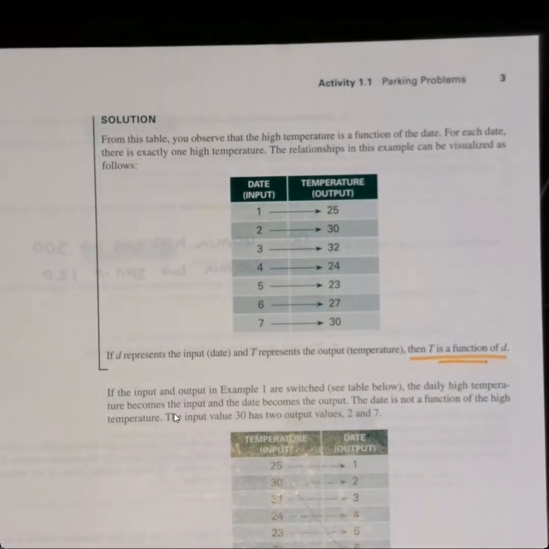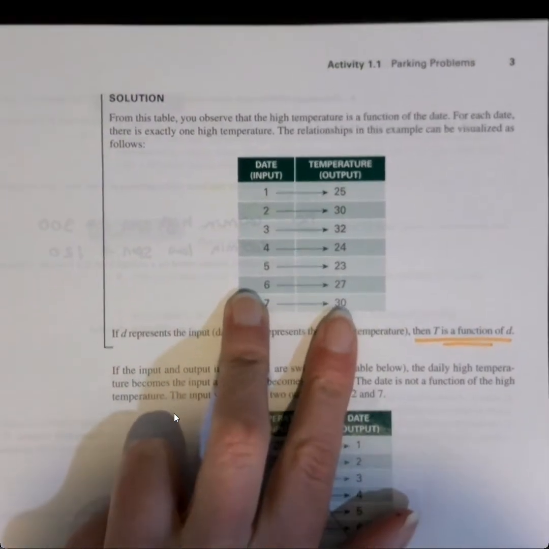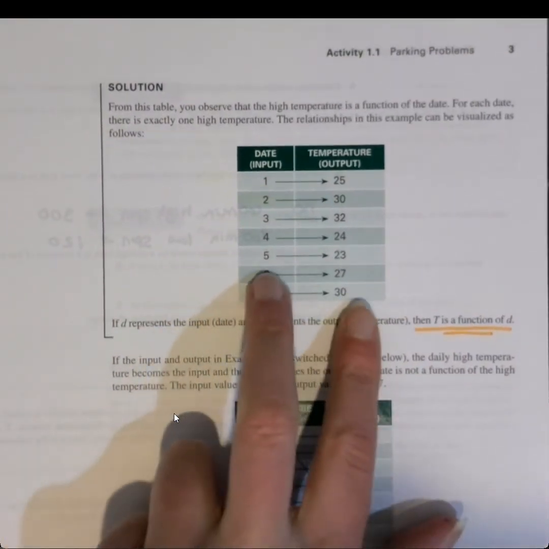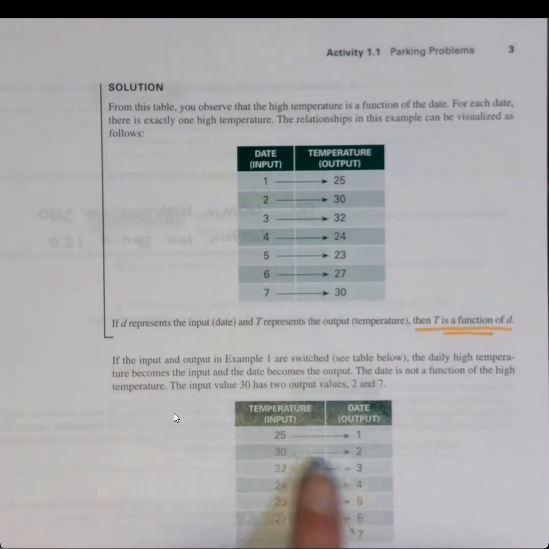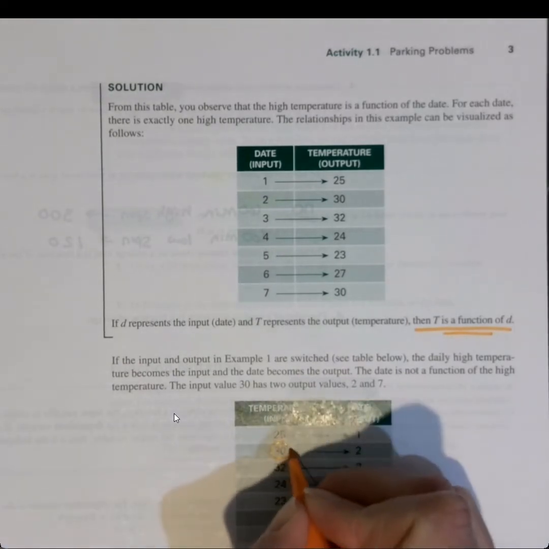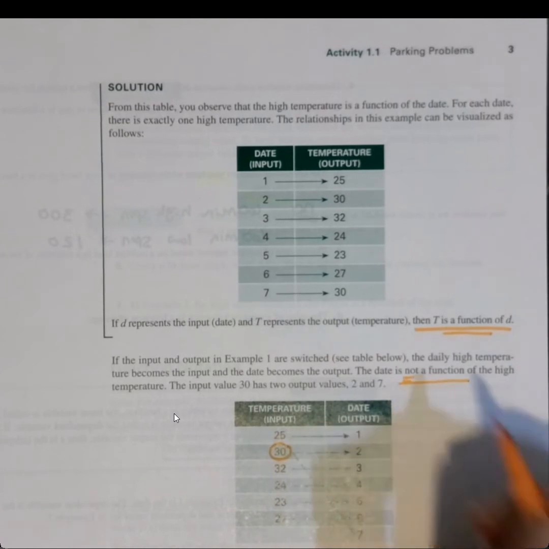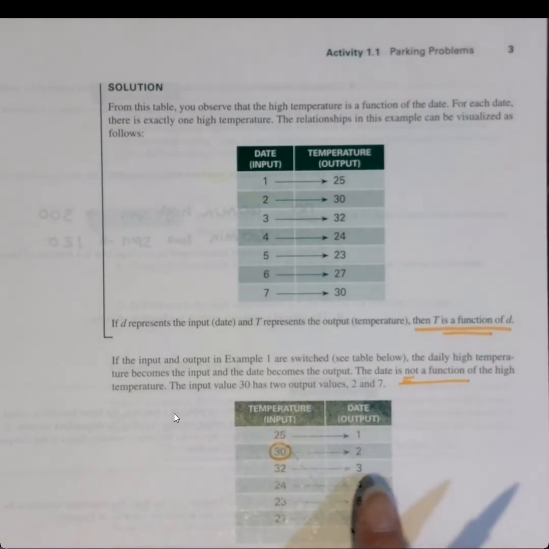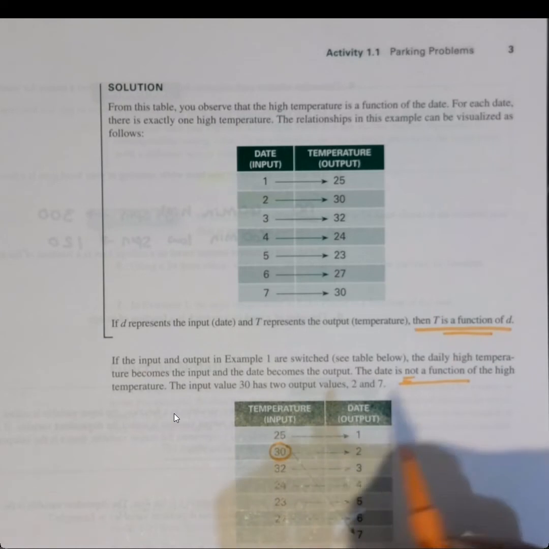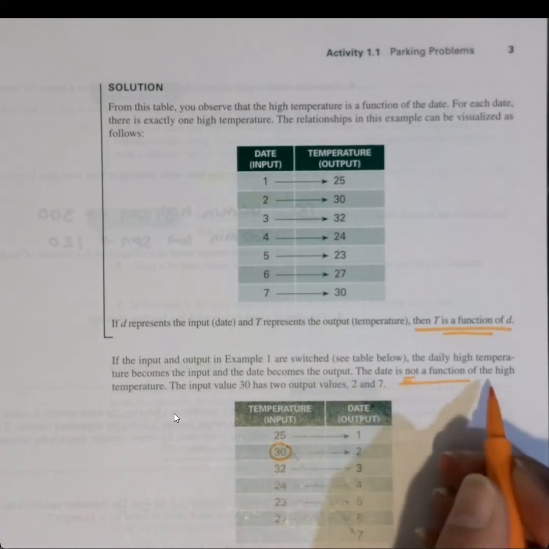All right, now they've taken this same table in our next piece of work here, and they have flipped it just to see if they had tried to relate temperature to date, if it would still be a function. But what happens here is that 30 had two different dates where the temperature was 30. And so this is not a function. Date is not a function of temperature. In this order, we can't use temperature to get a single date prediction. It's not true. So it's not a function. So the output, the date, is not a function of the temperature.